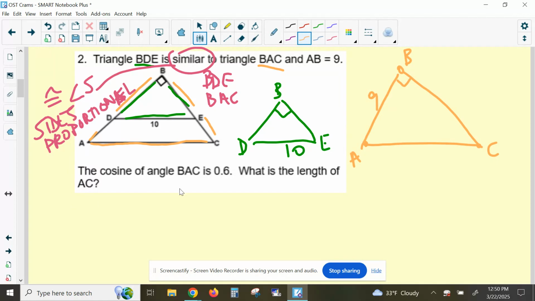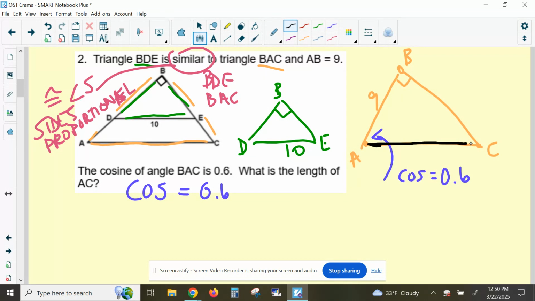Okay, so this is all we have so far. It says the cosine of angle BAC is 0.6. So the cosine of this guy is 0.6. What is the length of AC? So we are trying to find this length right here. So let's call him X.